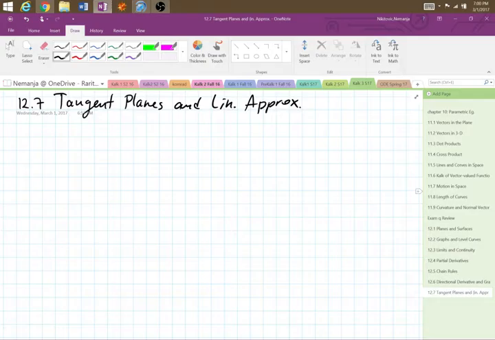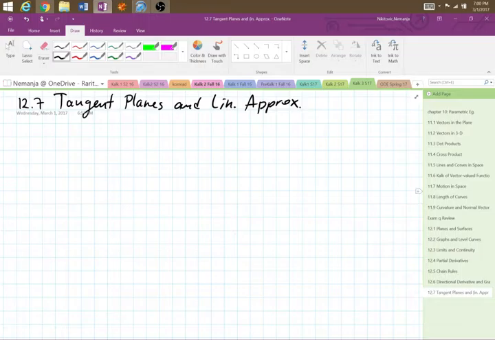Hello and welcome back to Calculus 3, section 12.7 on tangent planes and linear approximation. Remember the tangent lines in Calc 1? Well, this is the equivalent in Calc 3.